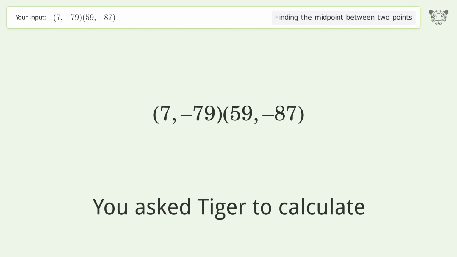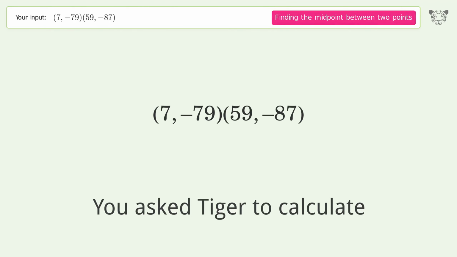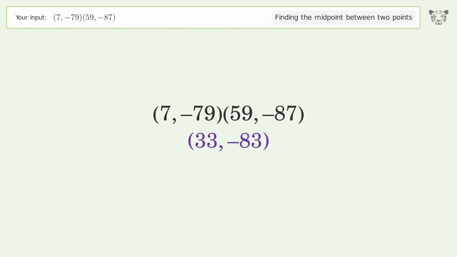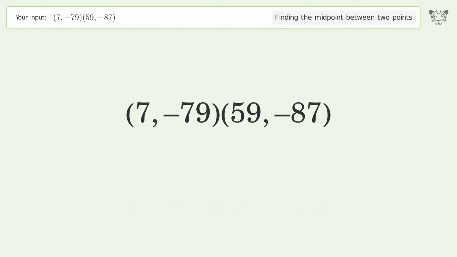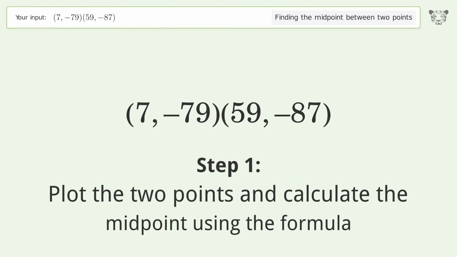You ask Tiger to calculate. This deals with finding the midpoint between 2 points. The midpoint between the 2 points is (33, -83). Let's solve it step by step. Plot the 2 points and calculate the midpoint using the formula.